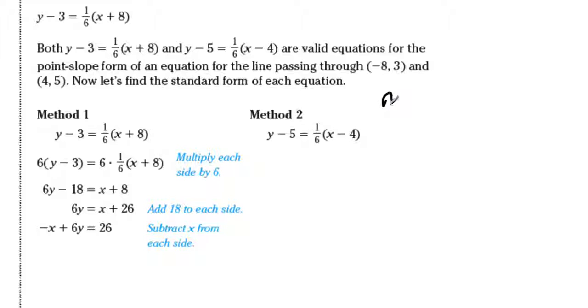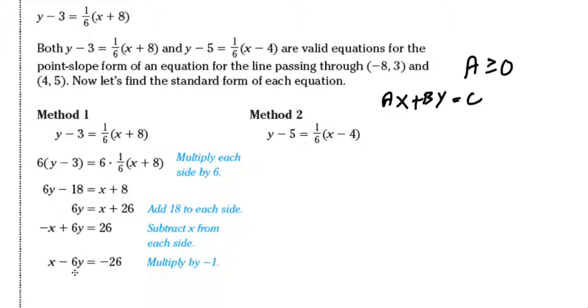Remember, standard form is ax plus by equals c, where a should be greater than or equal to 0. So it should be positive. Let's just put it that way. So what do we do? We multiply both sides by negative 1. We end up with x minus 6y equals negative 26. And this is the standard form for this particular equation that was in point slope form.